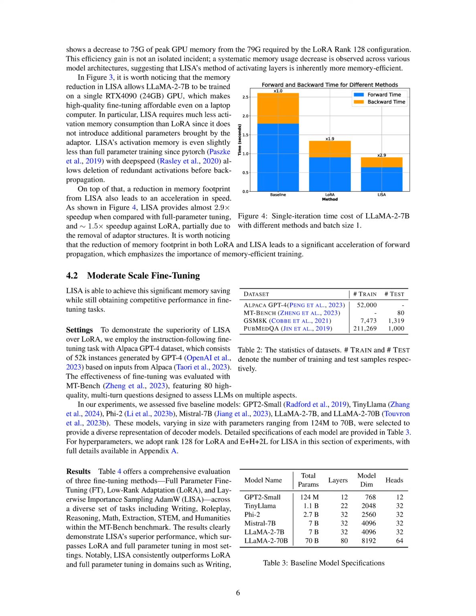This efficiency gain is consistent across various model architectures, indicating that LISA's method of activating layers is inherently more memory efficient. Additionally, the reduction in memory footprint from LISA leads to an acceleration in speed, providing almost a 2.9 times speedup compared to full parameter tuning and a 1.5 times speedup against LoRA, partially due to the removal of adapter structures. Overall, LISA's memory efficiency experiments demonstrate its ability to reduce memory consumption while maintaining high performance, making it a promising alternative to LoRA for large-scale language model training.